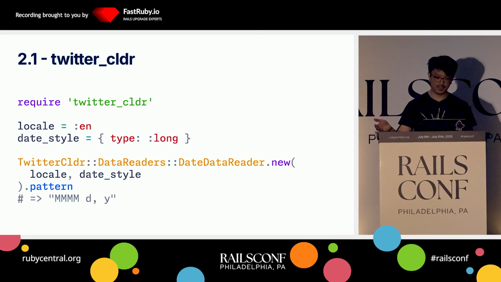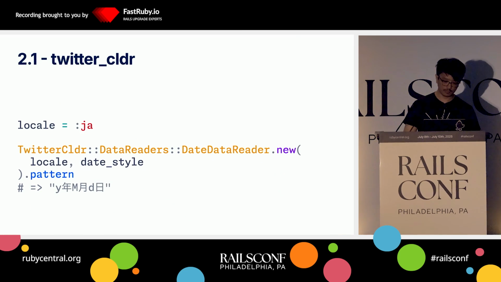So here's a little script demonstrating how we can use Twitter CLDR's date data reader to programmatically access data from the CLDR. So first we set the locale to English, then we set the date style to long. And then when we make a new data reader object, we can call pattern on it. And then we get the format for the requested locale, which for English in this example is %B %-d, %Y. And then we can repeat that for any other locale, such as Japanese here. And we get the format back.